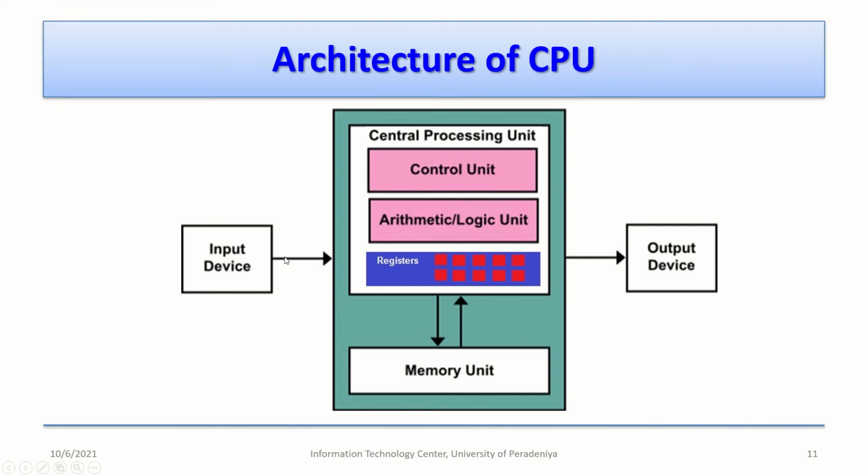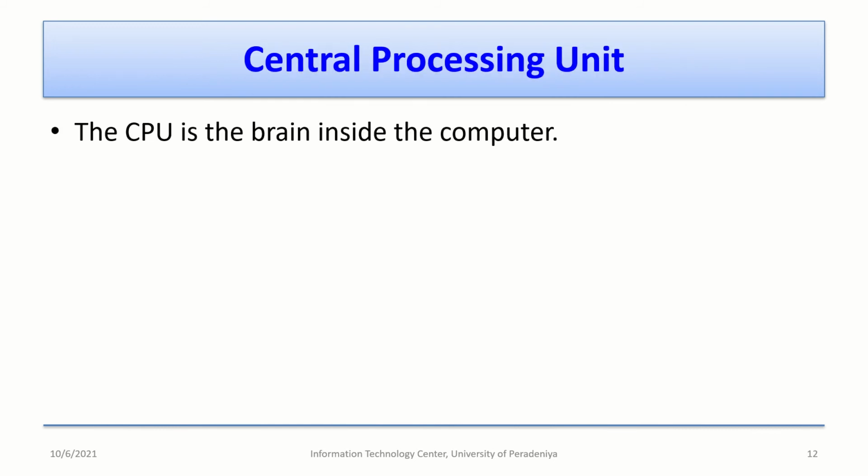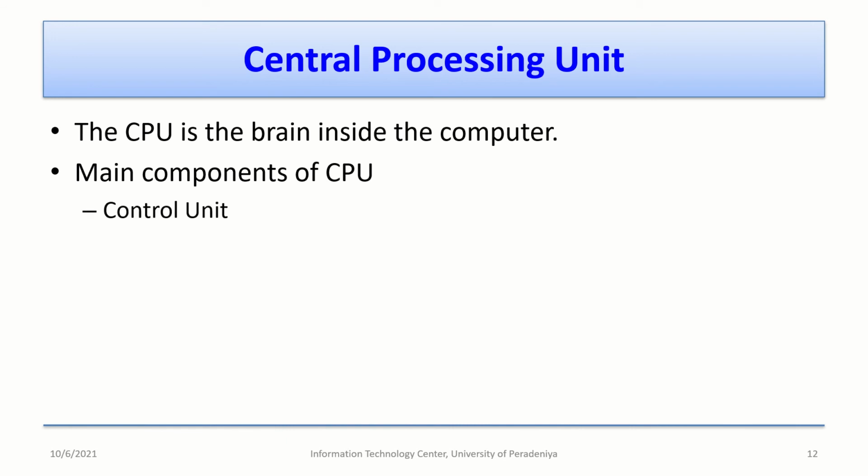The input device is usually connected using an arrowhead into the CPU, and the arrowhead to the output device goes in the other direction, that is, out with the information from the computer or the processing unit. Okay, let's take them one by one. The CPU is the brain inside the computer, the central processing unit. The main components of the CPU are the control unit, ALU and registers.